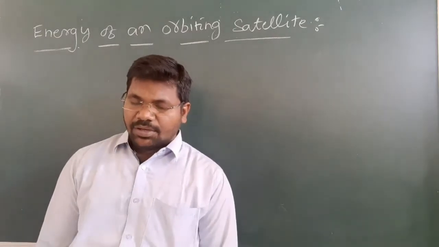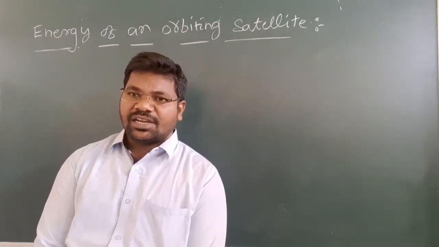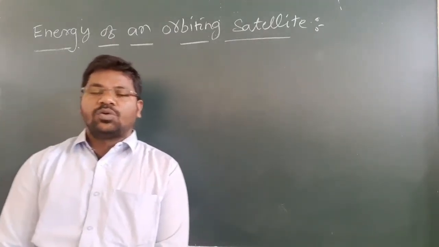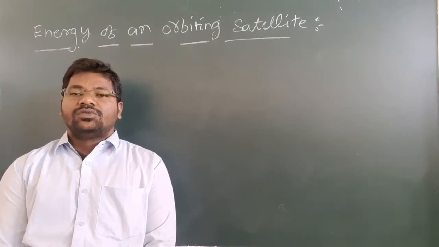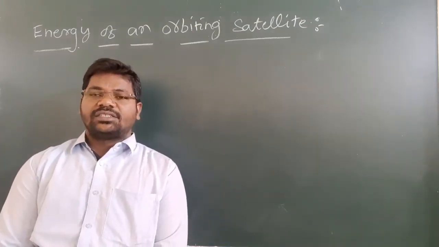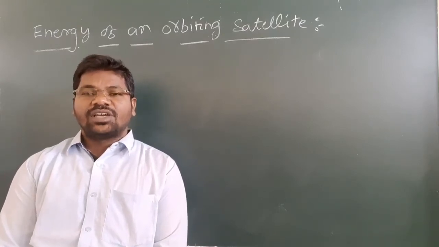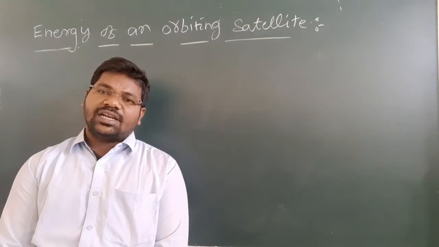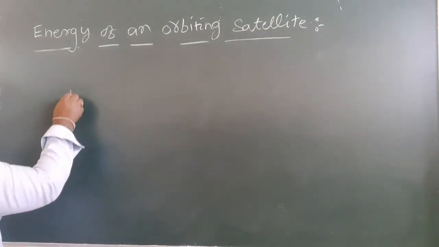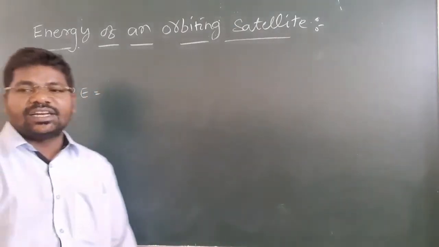See here, while natural or artificial satellites revolve around planets like Earth or Moon, they have two types of energy: kinetic energy and potential energy. If we get both kinetic and potential, we can get the total energy. First one, potential energy. What is potential energy?